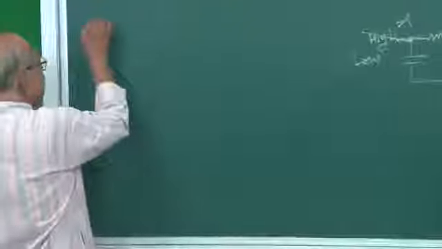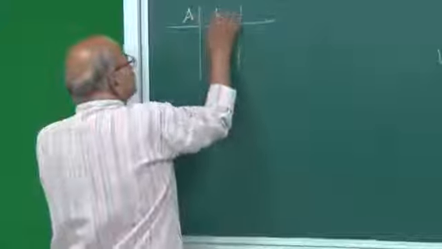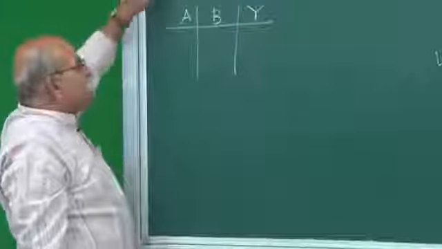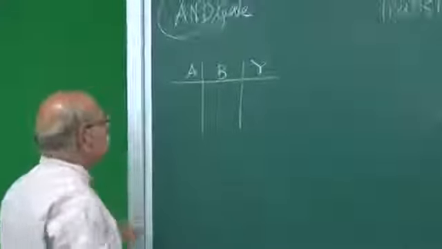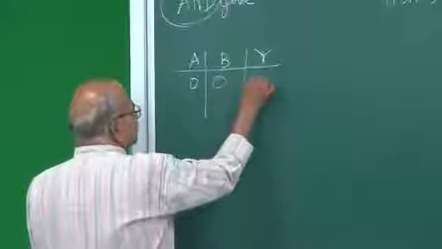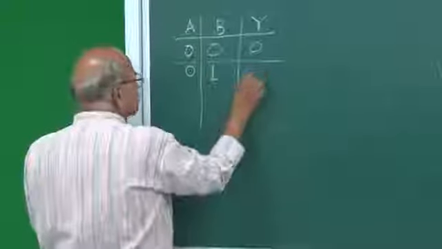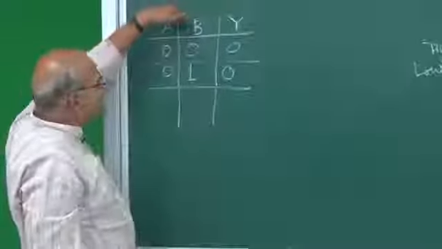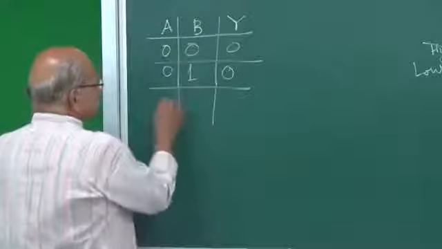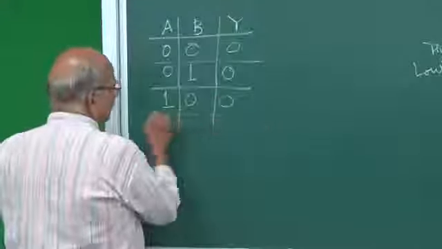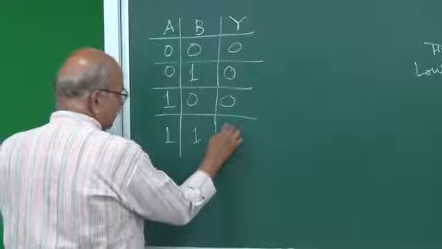So if I draw the truth table, if it is 2 inputs and 1 output, the basic AND gate will have this. You can have more inputs, but the basic AND gate will have 2 inputs and 1 output. So if this is 0, this is 0, this is also 0, right? And if this is 0, this is 1, still this is 0, because A and B both should be high to give you this high value of Y. So 1 and 0 should be 0, and 1 and 1 is equal to 1.